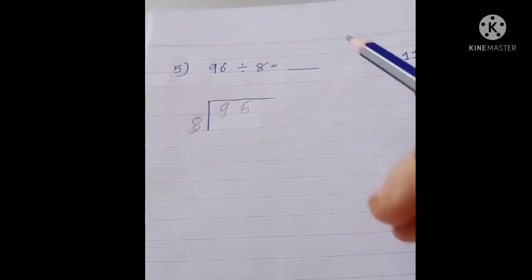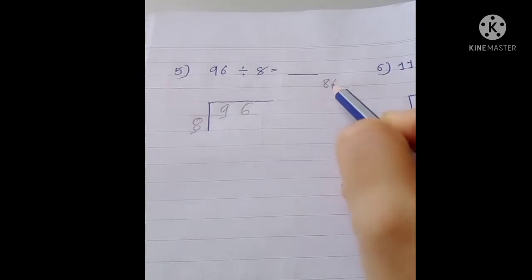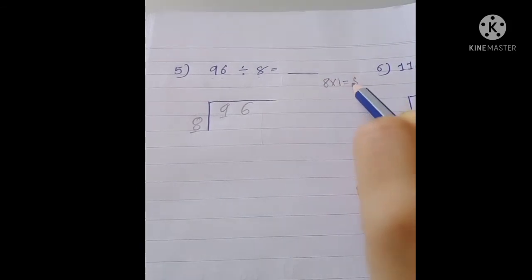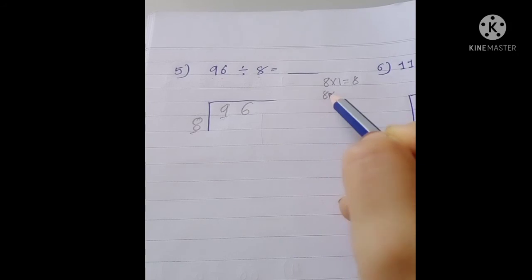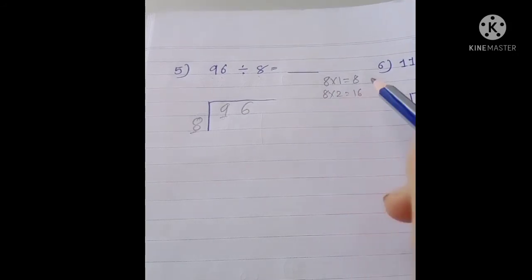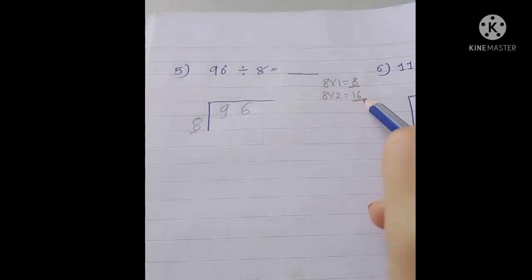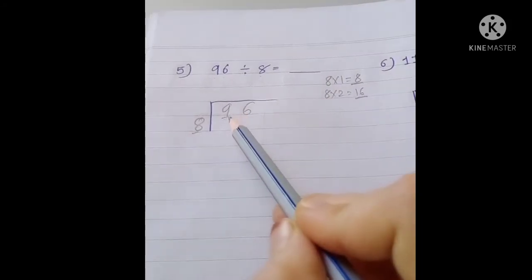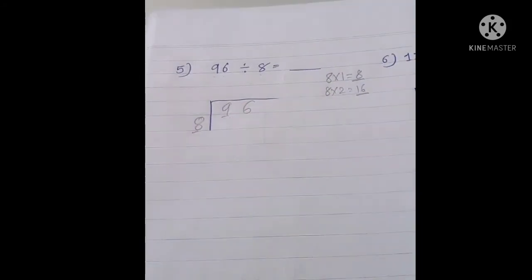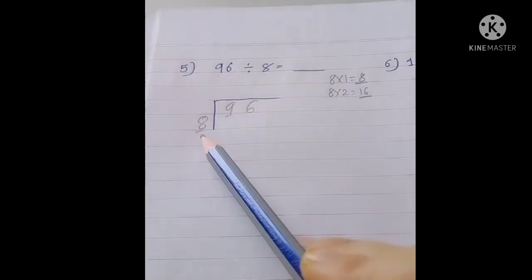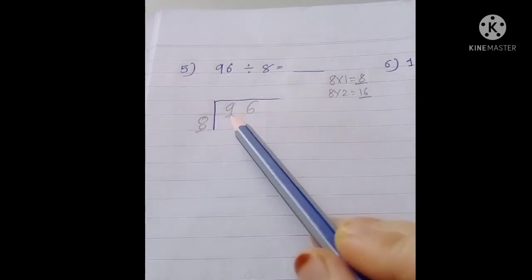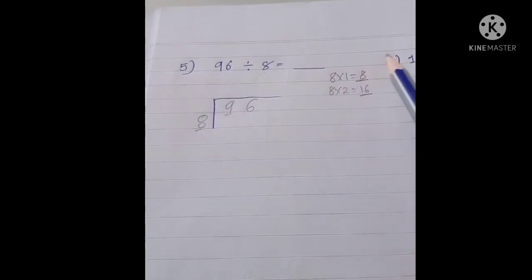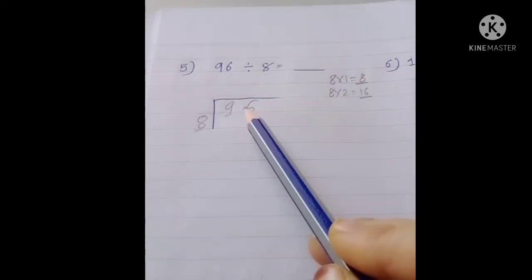So you have to speak the table of 8 till you are getting 9 or less than that. See here students, if you are speaking the table of 8, 8 ones are 8 and 8 twos are 16. Now students, here you can see 8 and 16, but we are not getting the number 9. Now what to do? So students, if you are speaking the table and you are not getting the exact answer in the table, you have to concentrate on the number which is less than this number.